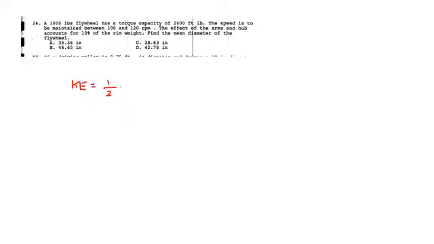So, 1/2 times the mass of the flywheel, times pi times mean diameter squared, times N1 squared minus N2 squared. The speeds should be in revolutions per second. So, how do we proceed? Let's get the mass of the flywheel first. The mass of the flywheel is equal to the weight of the flywheel over g.